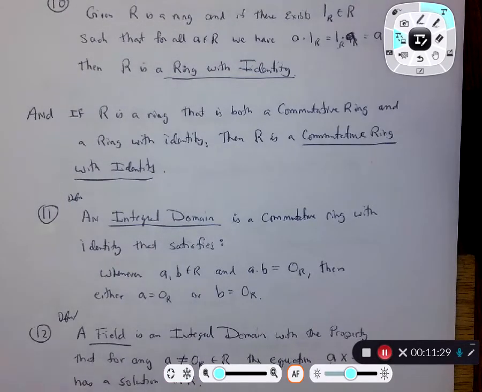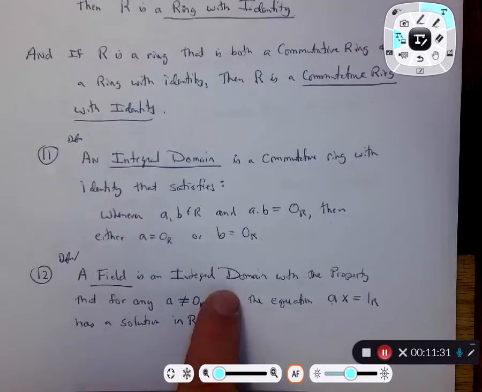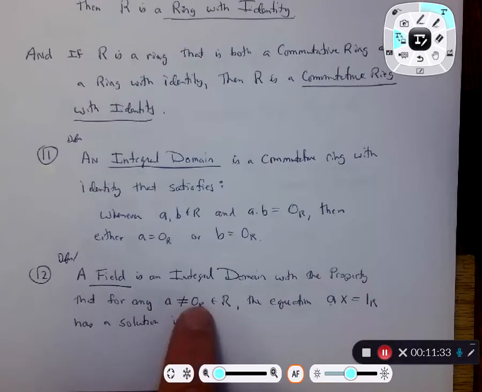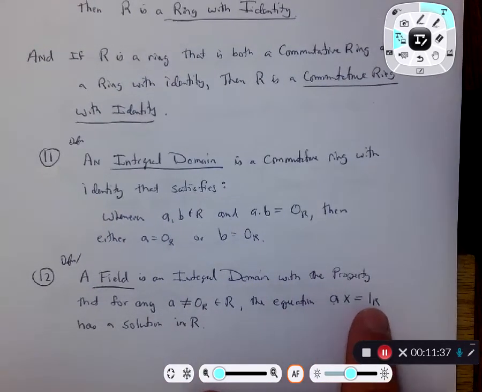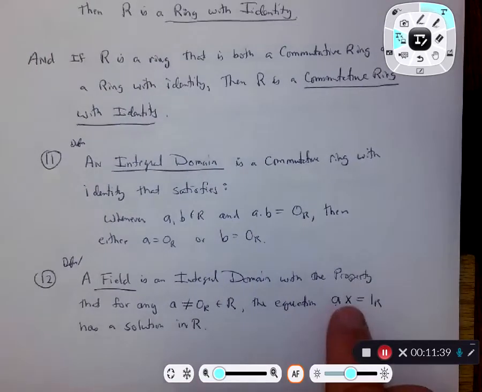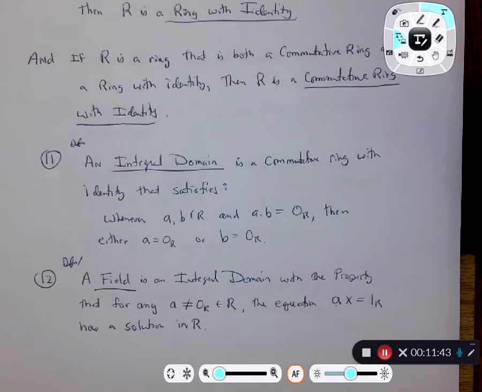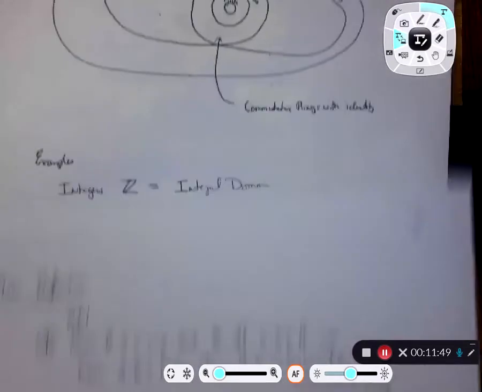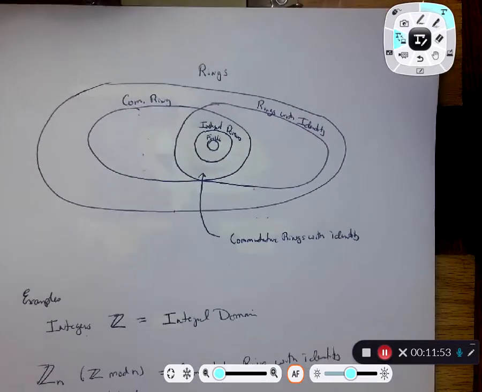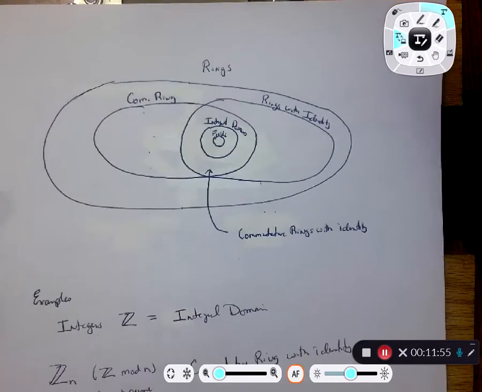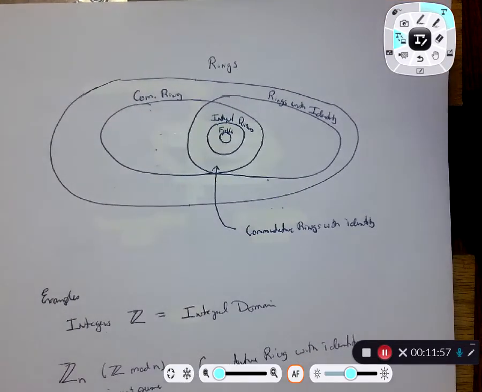And then if you've got an integral domain where for every non-zero element in R, the equation AX equals 1 has a solution in R, the multiplicative inverse of every non-zero element is in R. That's called a field. So there's different levels and kinds of rings. So I tried to draw you a picture of this thing, so let me make my picture look a little bit better here. So here's the idea of how things fit together.